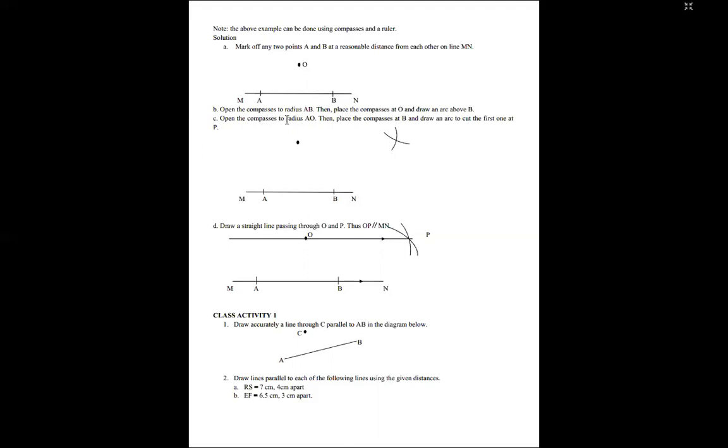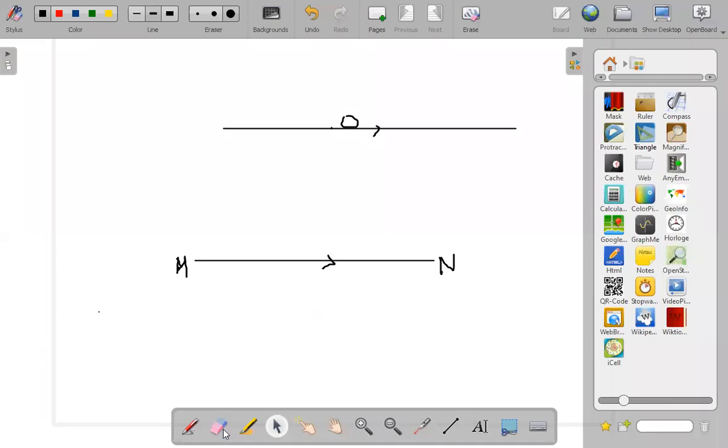Then open the compasses to radius AO. Then place the compasses at B, and draw an arc to cut the first one at P. So label this P. Then draw a straight line passing through OP. Thus, OP would be parallel to MN. Now let's check out how these steps will look after doing our construction. So here we're back again to where we started from.